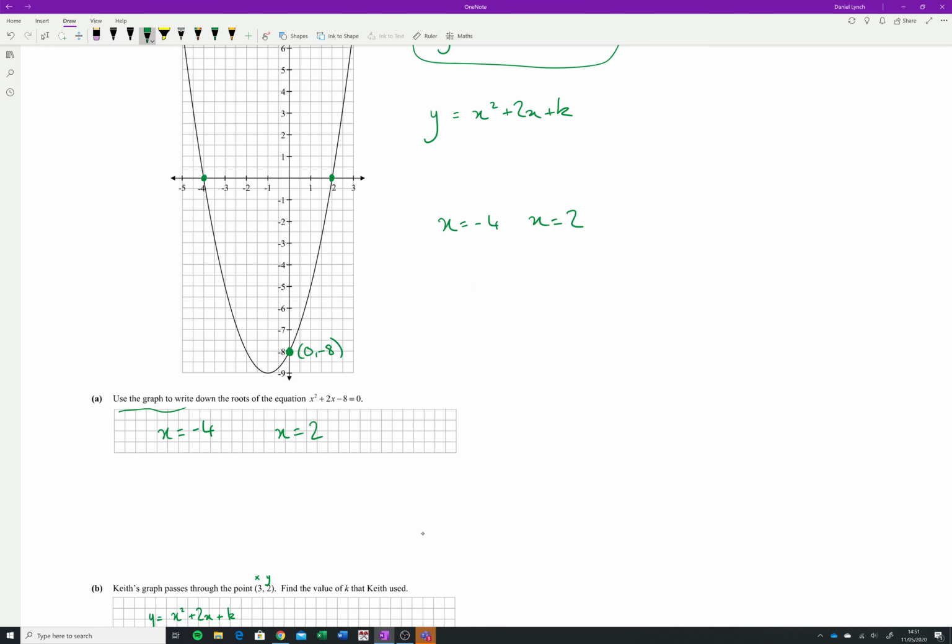There are a few ways to do this question, but it would mean that you would be multiplying x plus 4 times x minus 2 in order to get your y equals x squared plus 2x plus k. If we multiply this out, we would get x squared, plus 4x, minus 2x and minus 8, in whatever order you want to do it. So we would end up with the right thing here. So now you know that k is -8.